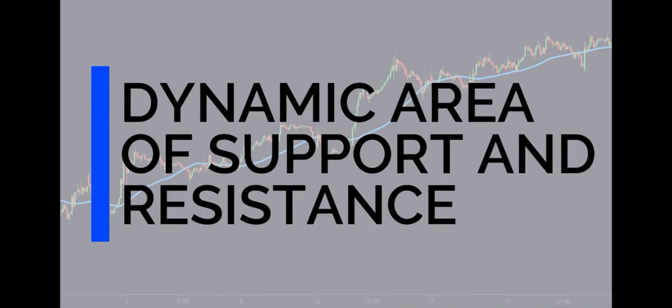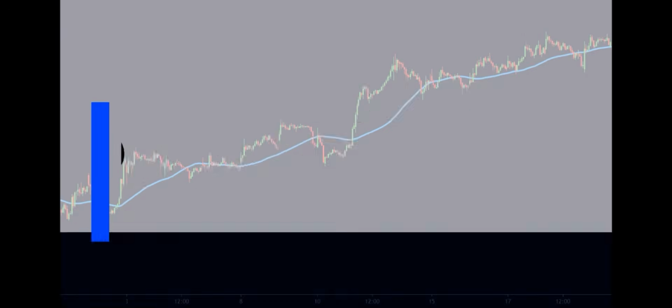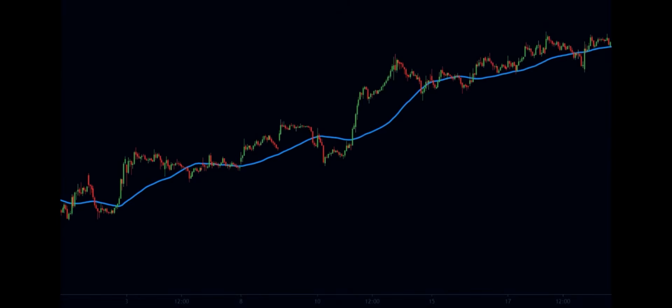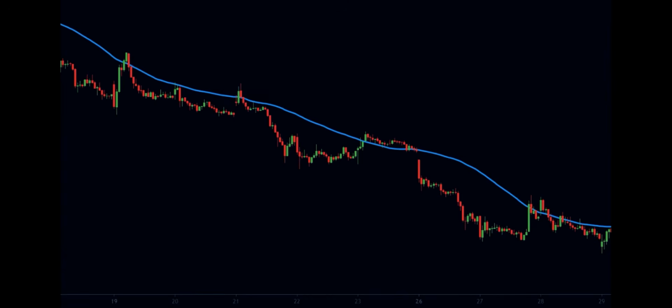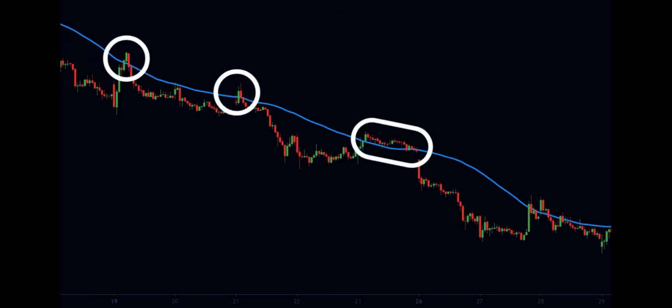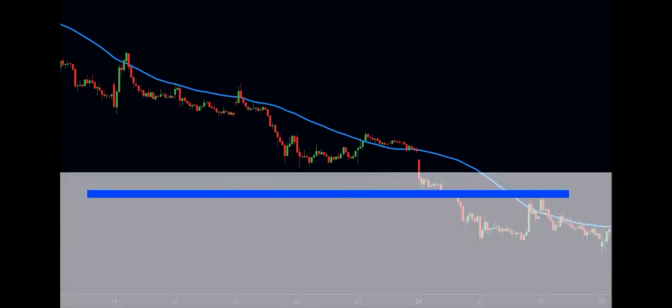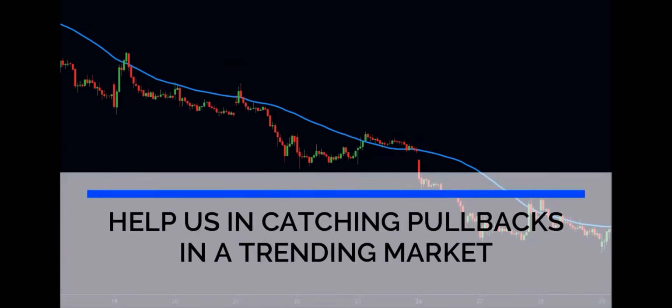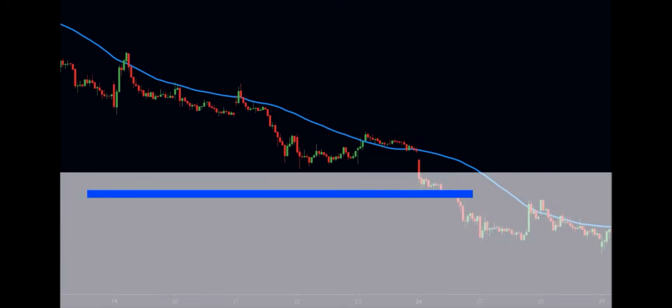A moving average often acts as a dynamic area of support and resistance. For instance, in an uptrend, when the price makes pullbacks, it will often find support at the moving average and bounce upwards. Similarly, in a downtrend, we can often see that the price pulls back to the moving average and finds resistance. Therefore, moving averages can help us in catching pullbacks in a trending market.